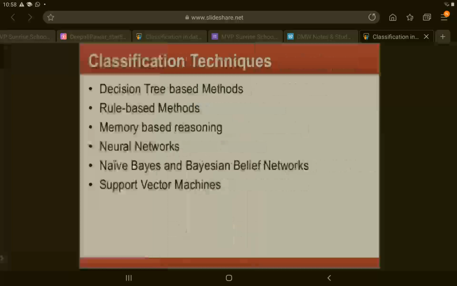Next, these are the classification techniques that we saw yesterday: the decision tree method, rule-based method, memory-based reasoning, neural network, naive Bayes and Bayesian belief network, and support vector machine. These are the different techniques we have to concentrate on. Basically, we have to focus on support vector machine, plus naive Bayes or Bayesian belief network. So we focus on the naive Bayes classifier here.